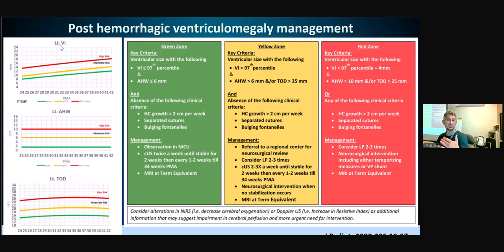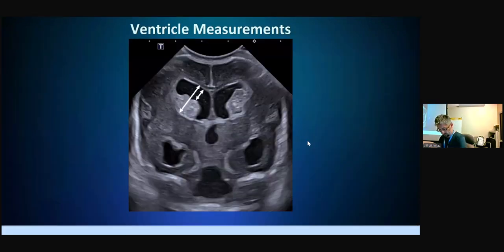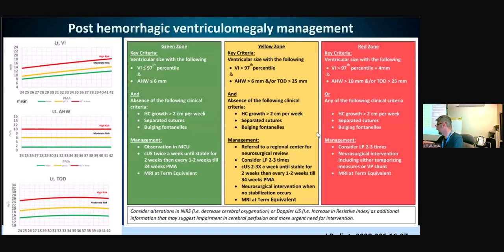So these are the normal ventricular index, anterior horn width, thalamo-occipital distance values. For example, for the anterior horn width, 3 is normal. 6 is the first threshold, and 10 is the second for high risk. Over 10 is very high risk, so neurosurgery should consider intervening. So that's why the hemorrhages are important. Do you have any questions? So that was it for the hemorrhage.